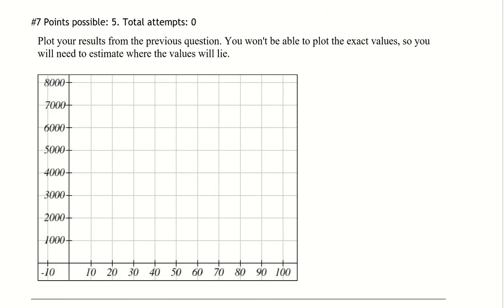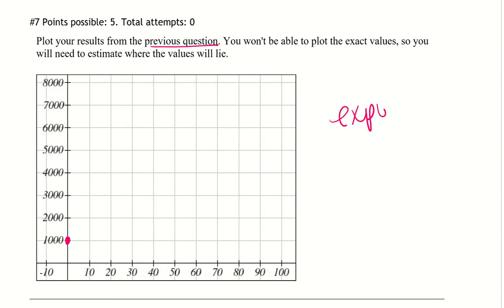Now from the previous question, you're going to plot these. So you're going to estimate them, right? We would start at 1,000, then you should see a curve. Right? This is called exponential. Remember, linear is a line, exponential is going to start at one point and go up. That would be growth. Whereas if it was decay, it would be going down.